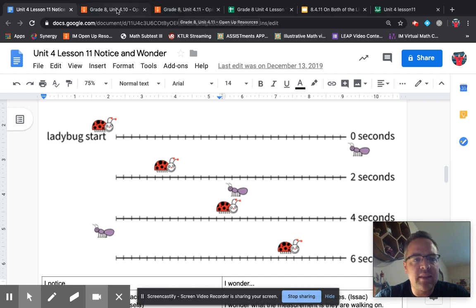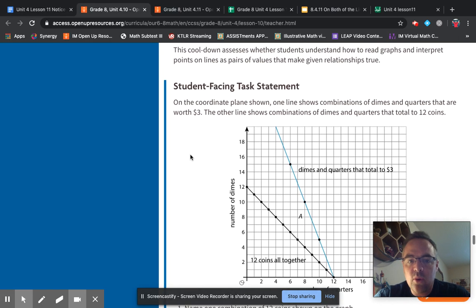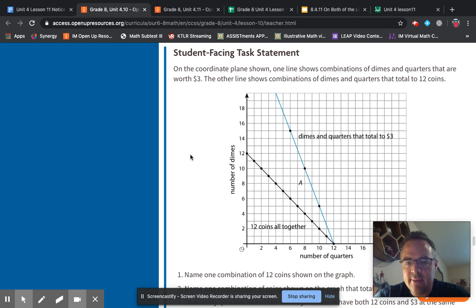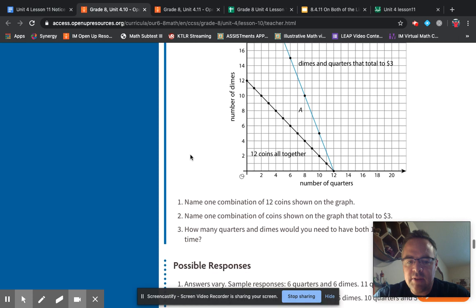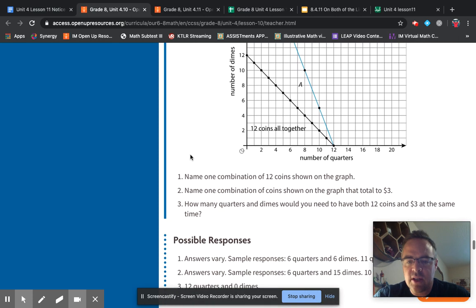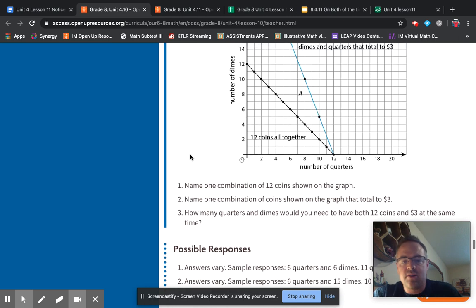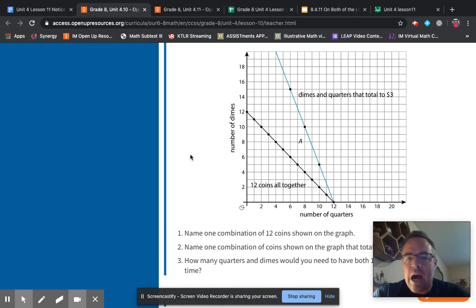So after we did that, we actually went over the cool down from the previous lesson, which is this one. Basically, they have to name combinations of 12 coins that total $3, and a combination that makes 12 coins and $3 at the same time. I went through all their cooldowns, and I wrote down people that had a unique answer for number 1, a unique answer for question 2, and then the only correct answer for number 3, because some kids wrote the same answer for all of them, which is the answer to number 3, 12 quarters and 0 dimes.